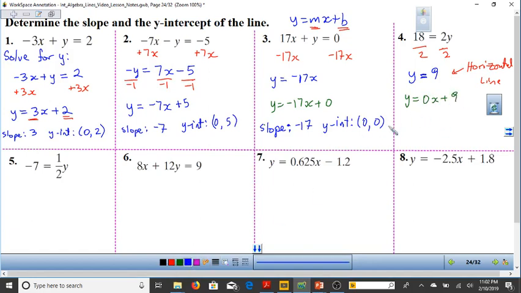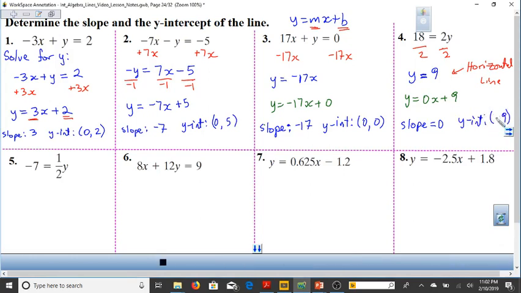So then the slope is 0, and the y-intercept is 0, 9. In fact, every y-coordinate on this line is 9.